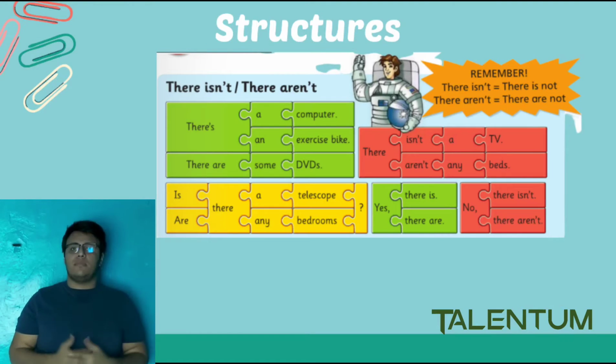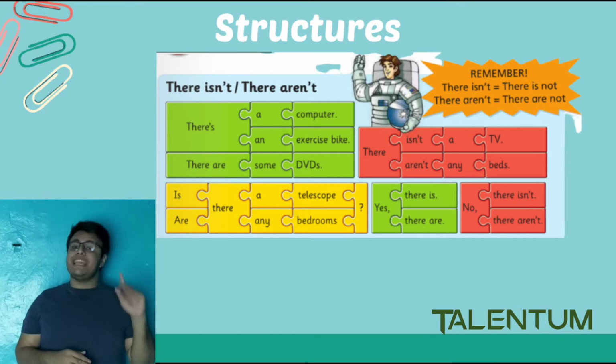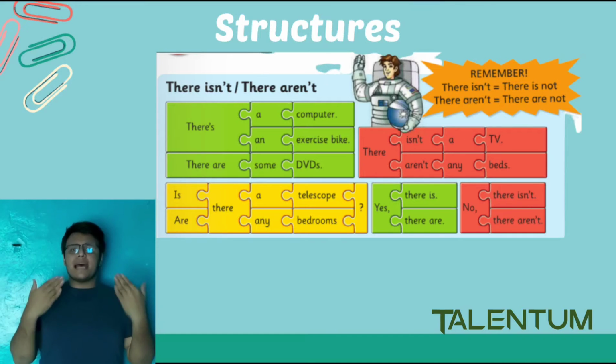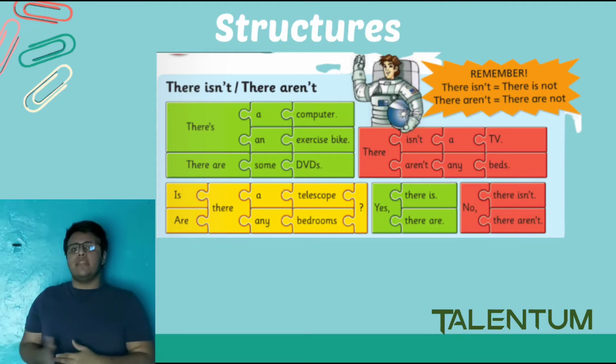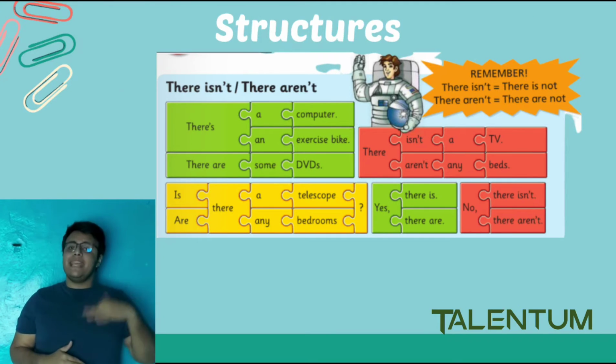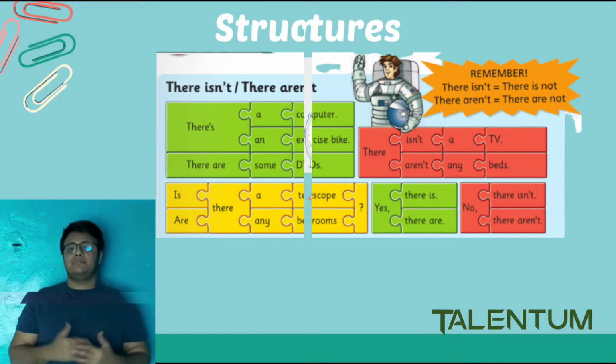Now, how can we use this in a question? How do we transform them? In this case, we put the verb to be first. Is there a TV? To ask if something is actually there. Is there a TV? Yes, there is. Or no, there isn't. And in the case of there are, we transform it into: are there beds? No, there aren't. Or yes, there are.